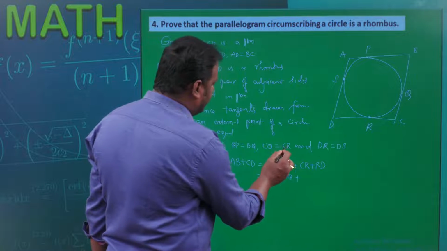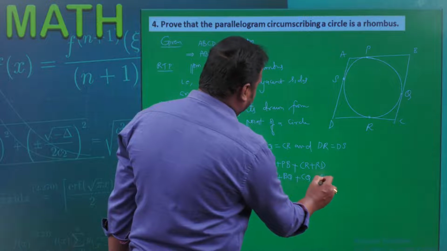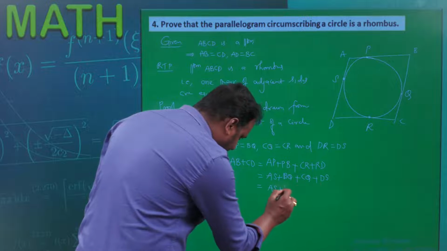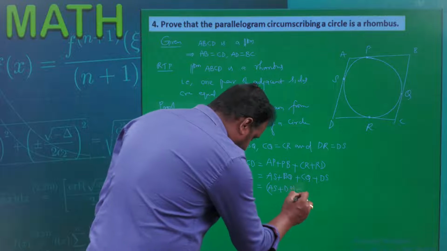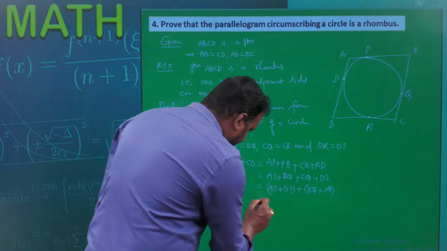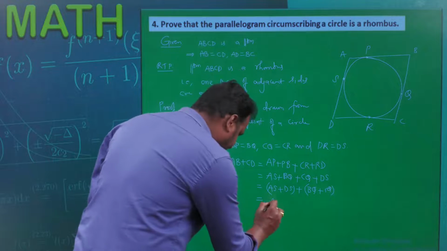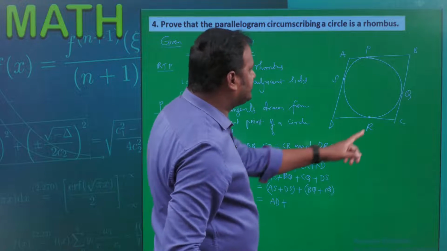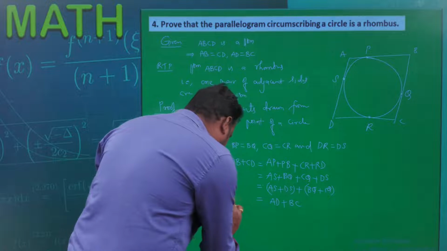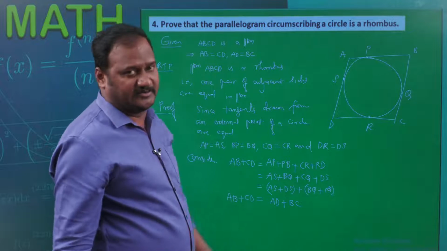Instead of CR, I can write CQ. Instead of RD or DR, I can write DS. So if I write this AS as well as DS together, and BQ and CQ together, AS plus DS is equal to AD, plus BQ plus CQ is going to be BC. So finally what I proved, AB plus CD is equal to AD plus BC. That is what I proved.